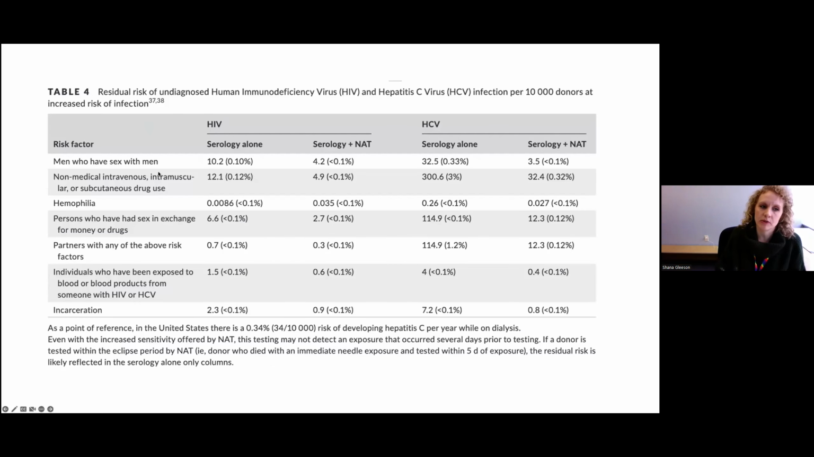This is a busy table, but the point of this is to show you the risk of transmission of HIV and Hep C to the recipient with testing. So the serology, that's antibody alone, versus serology plus a NAT or a PCR test. And you can see the percentage risk of infection here. The numbers are low all around, but when you add the PCR test, it really drops low, less than 0.1% for most of this. But it's not zero. And so that's why if they're a high-risk donor, we screen them with PCR testing in addition to an antibody, and then we still test the recipient afterward.